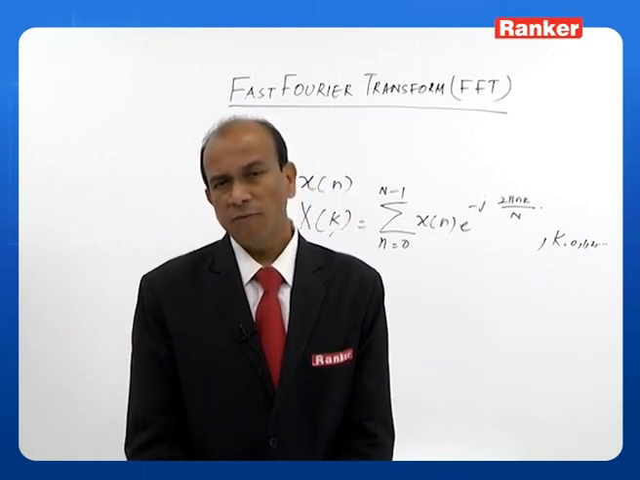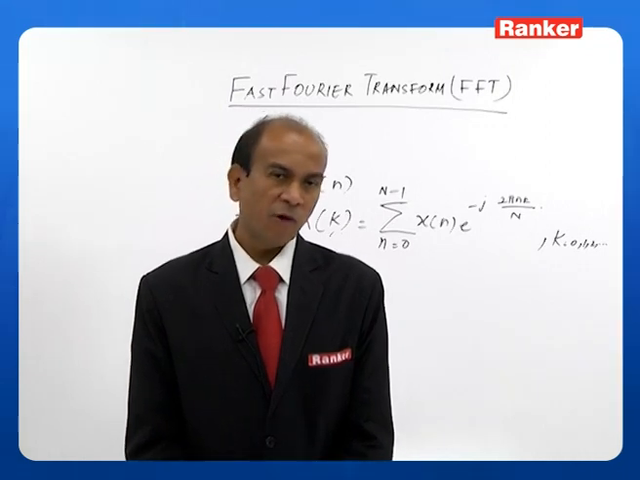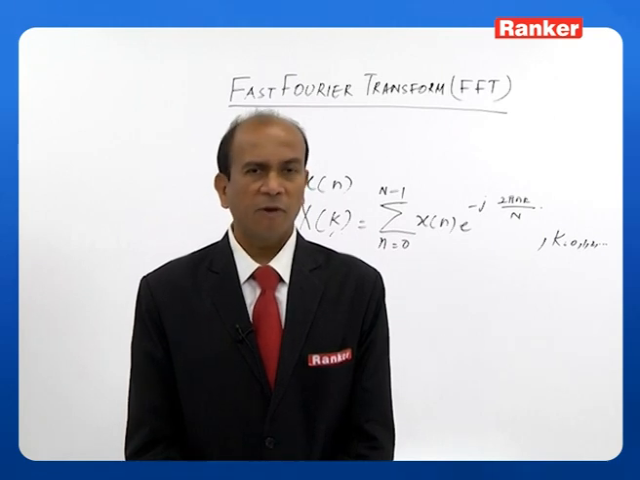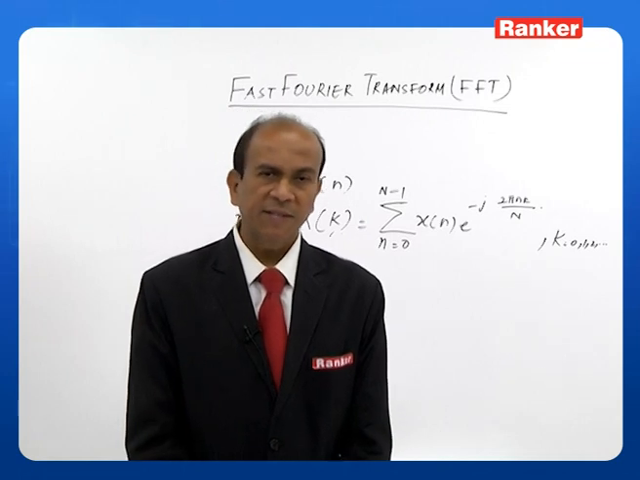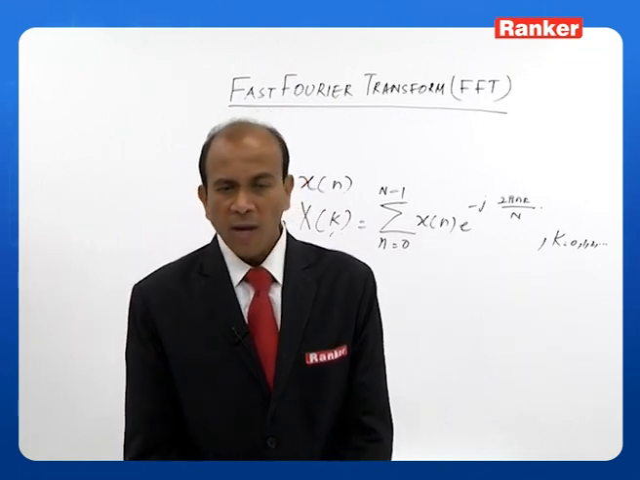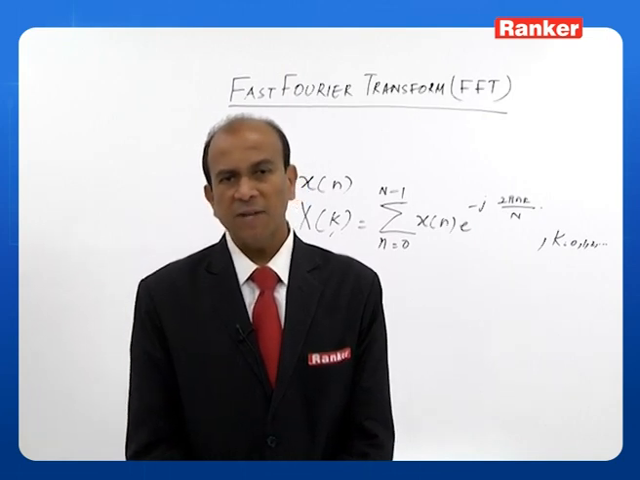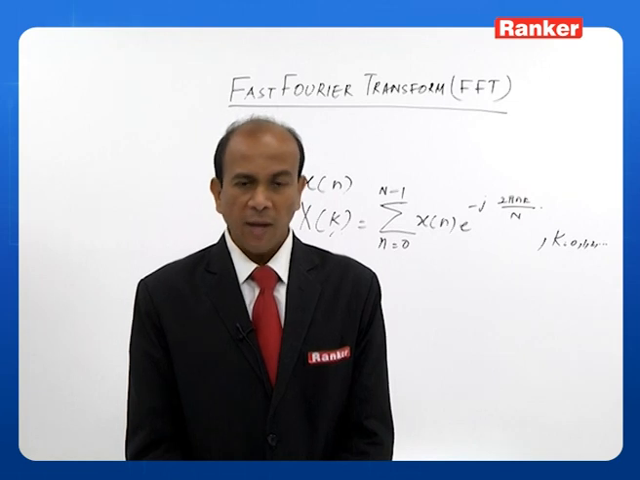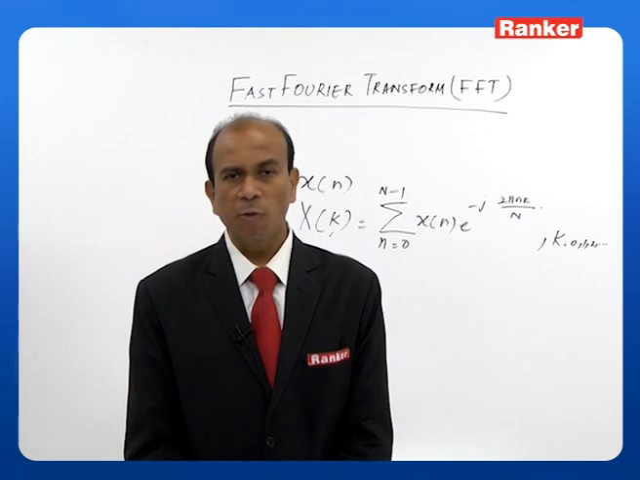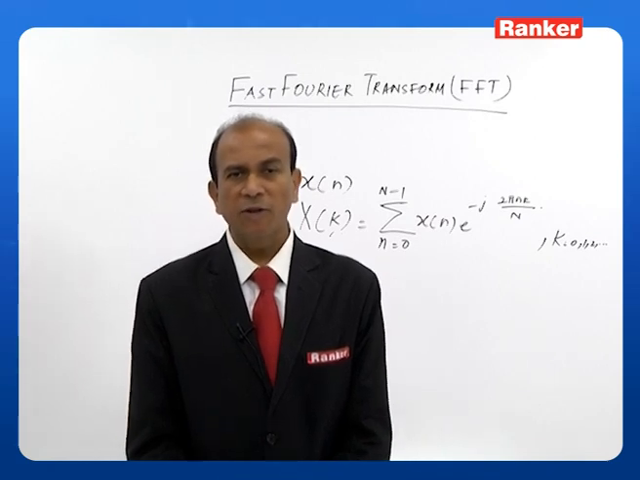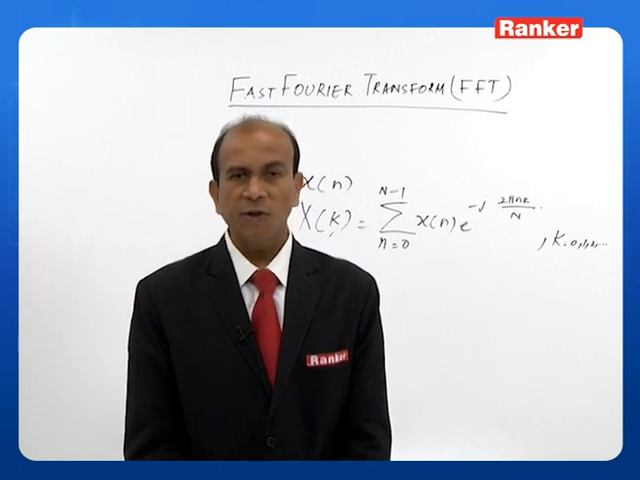So, see the amount of complexity being reduced. That means the number of complex additions and the number of complex multiplications which I am making are reduced as follows. The complex additions are reduced from n into n minus 1 to n log n to the base 2, and the number of complex multiplications are reduced from n square to n by 2 into log n to the base 2. So, this is a tremendous improvement, or the speed of operation of your computation has increased by this much. Okay, that is your 18th point.